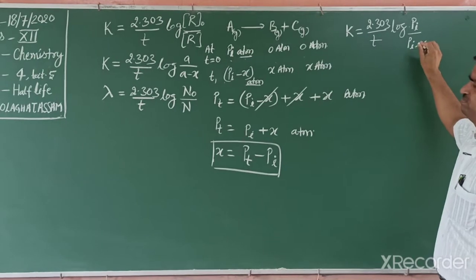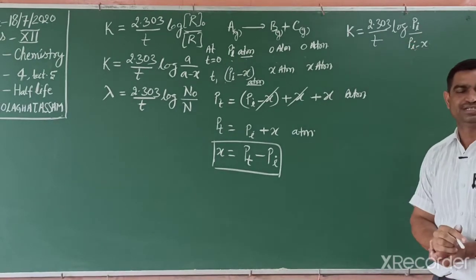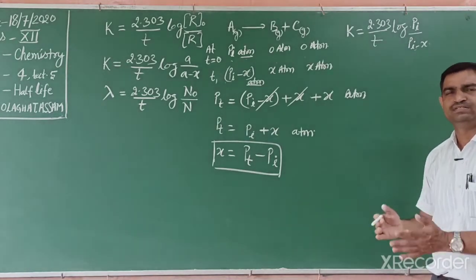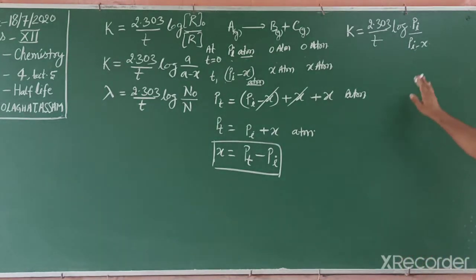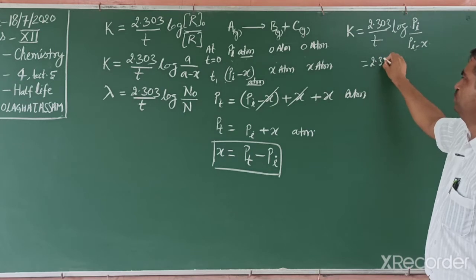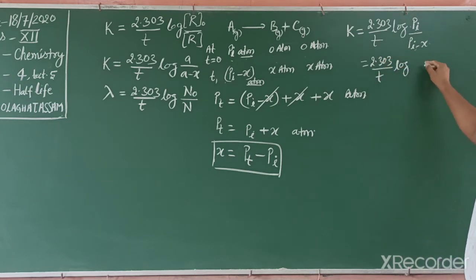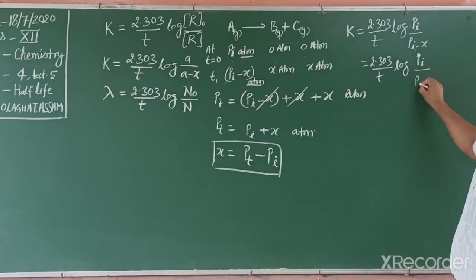If I place this value in this, then we find the initial pressure of the reactant and this final pressure, because all are gaseous components, so in place of concentration we take pressure. So substitute the value of X in this equation, then we write 2.303 divided by T log Pi divided by Pi minus P total and P initial.